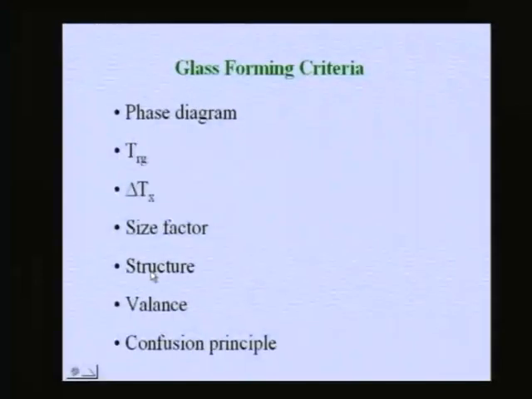And then the next thing is the structure. We know if the two elements have the same crystal structure, then you will never get a glass. It is very difficult to get a glass because it is an isomorphous system. If A and B have the same crystal structure, you end up in an isomorphous system. So it is very difficult to get a glass if A and B have the same crystal structure.